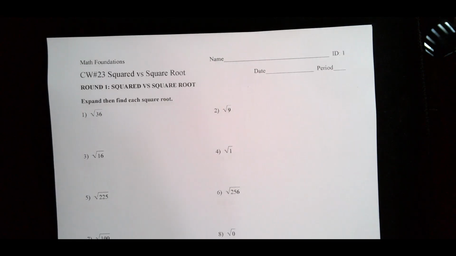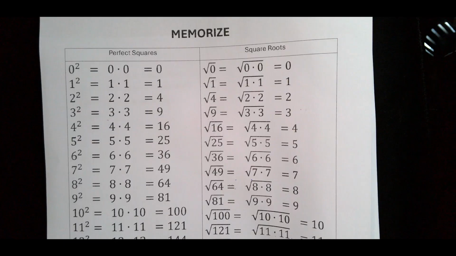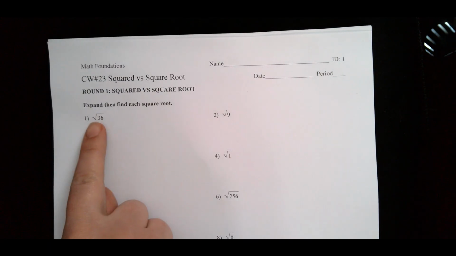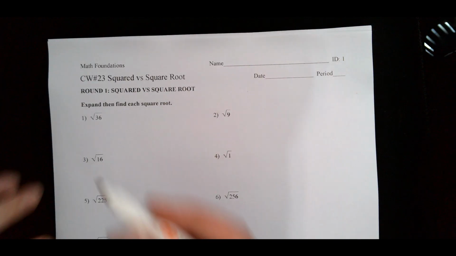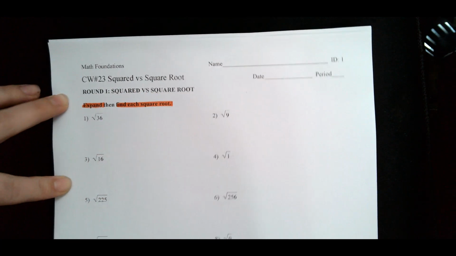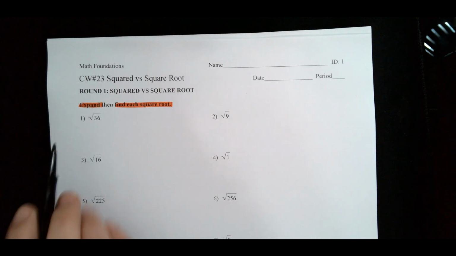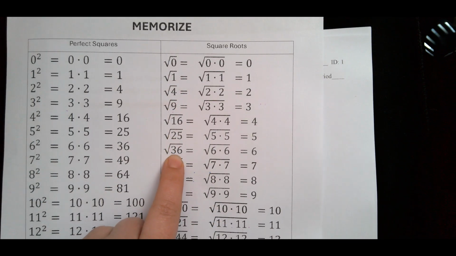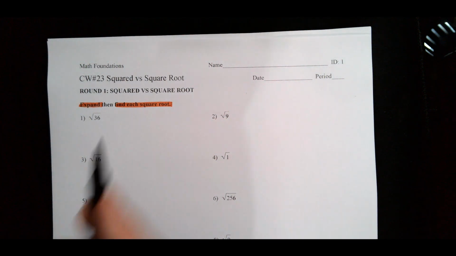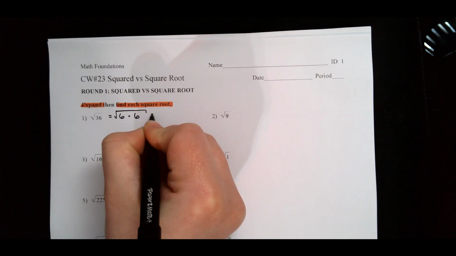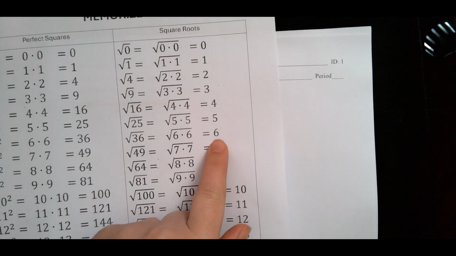Let's start with round 1. In round 1, I'm kind of expecting you to use the memorization sheet because this is new to you. Let's start with question number 1 and see what it says. Expand, then find the square root. So it wants 2 things. I'm going to look at the square root of 36. Here's my square root, I'm going to find 36. There it is. I'm going to expand, break open 36. That means 6 times 6 is 36, which means that my answer is 6.